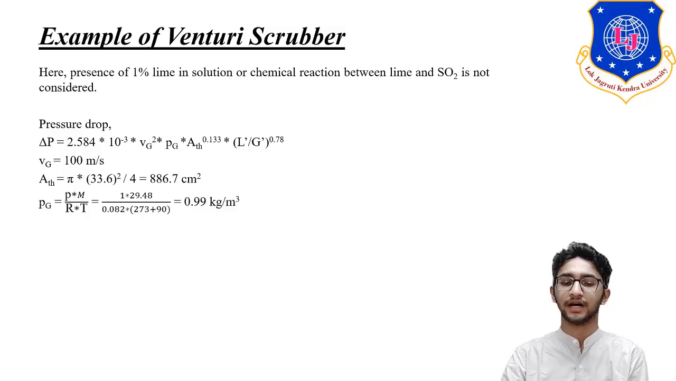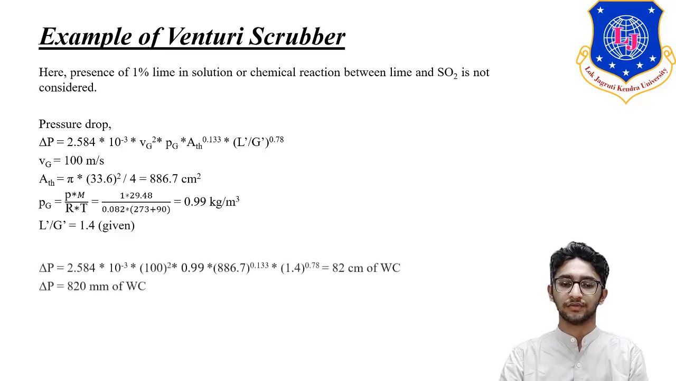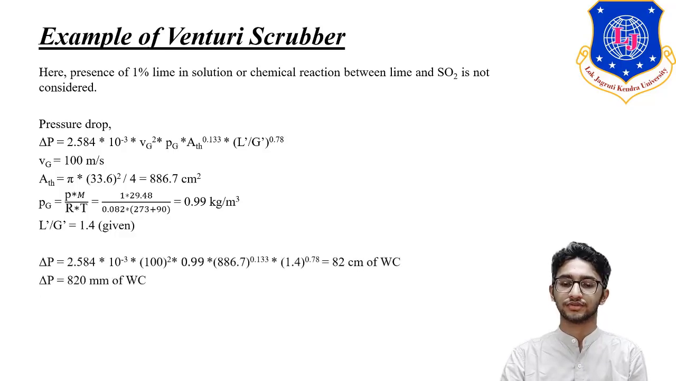Rho g is Pm by RT, so 1 atmospheric pressure, molecular weight is given in the question, and we will get rho g as 0.99 kg per meter cube. Then L dash upon G dash is also given in the question, that is 1.4. So we will put all the values of this, and we will get the pressure drop of the Venturi scrubber as 82 centimeter of water column. If we convert into mm of water column, it will be 820.